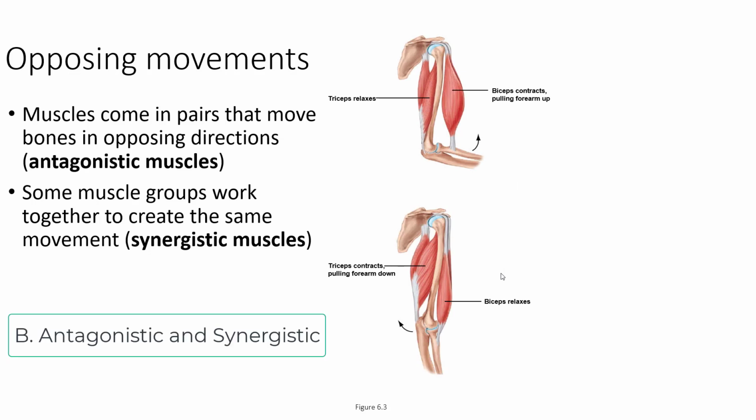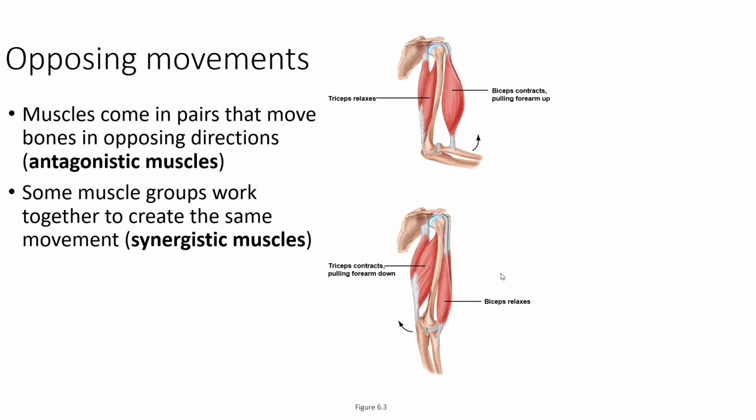When considering muscles, we consider antagonistic and synergistic pairs. Muscles come in pairs that move bones in opposing directions. The biceps will pull the radius toward the scapula. The triceps will pull the ulna towards the scapula. And these two are going to be pulling the forearm in opposite ways, making them antagonistic muscles.